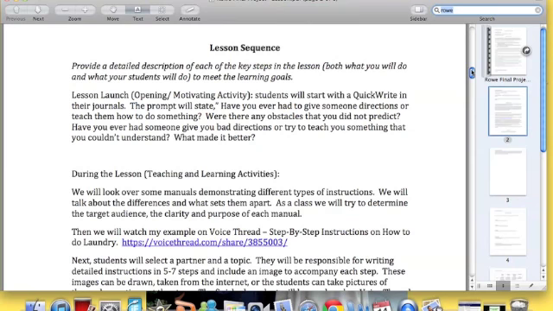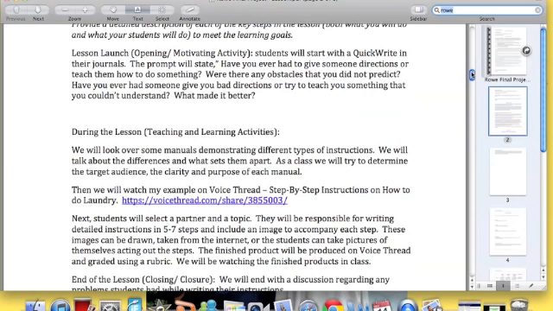I think they'll be okay to work with a buddy. So what we're going to do first is they're going to start with a quick write in their journals. I'm just going to ask them, have you ever had to give someone directions or teach them how to do something? Were there any obstacles that maybe they didn't predict? Have they ever had someone give them really bad directions or try to teach them something that maybe they couldn't understand, and what made it better?